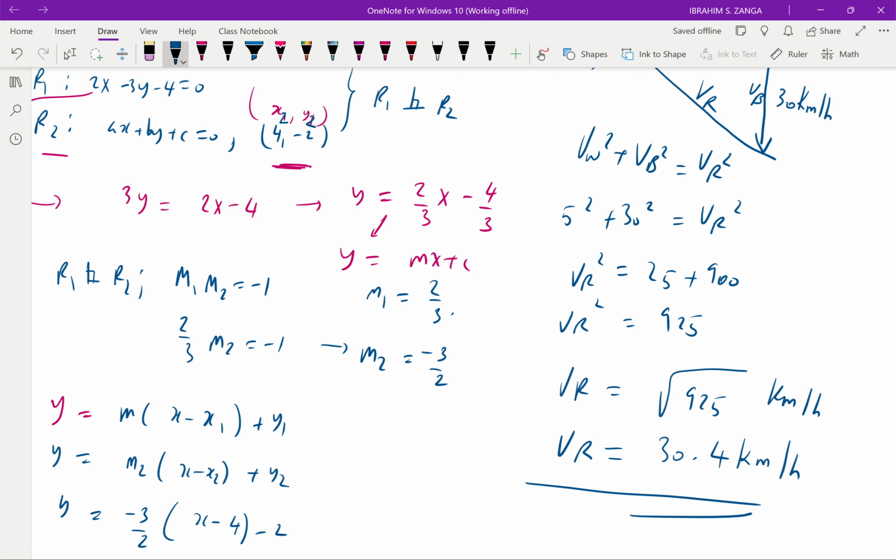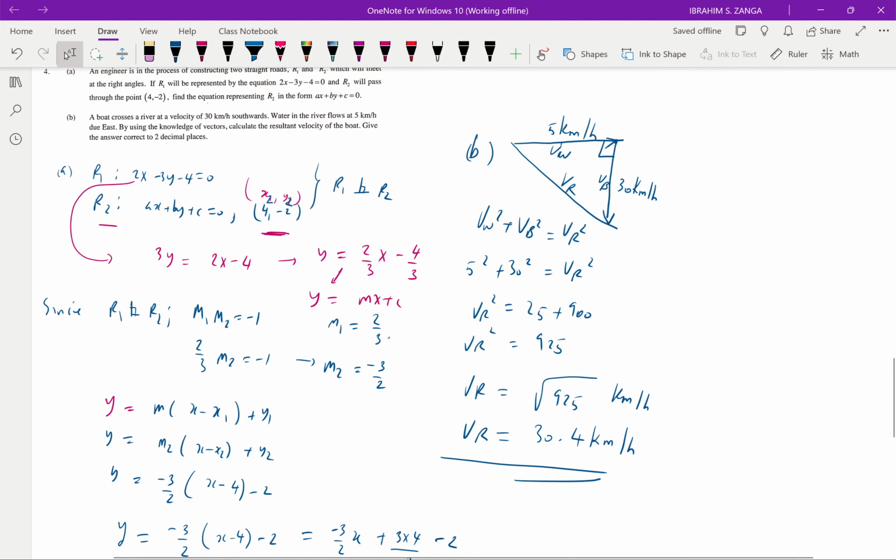So that is all, and that is the solution for question A, as we have seen here, and question B, question number 4B, as we can see it here.